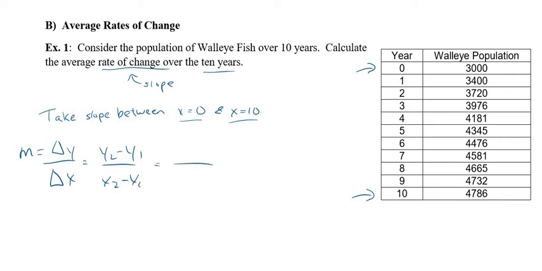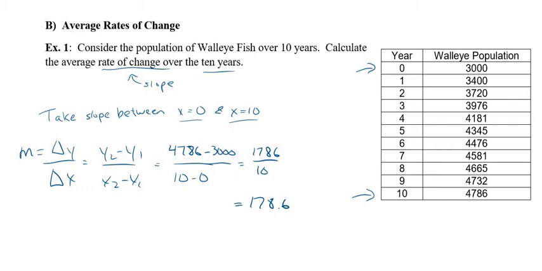In this case, we're measuring over those 10 years. So for our x2 minus x1, it's 10 minus 0. And for our y2 minus y1, it's 4,786 minus 3,000. When you do the math on that, you're going to get 1,786 over 10, or 178.6. But of course, we need to have some units on this.